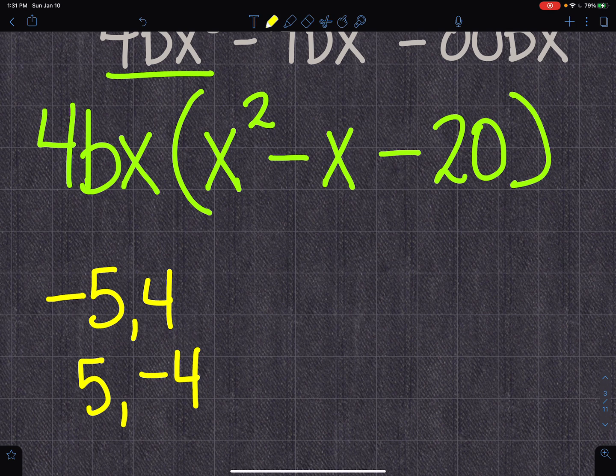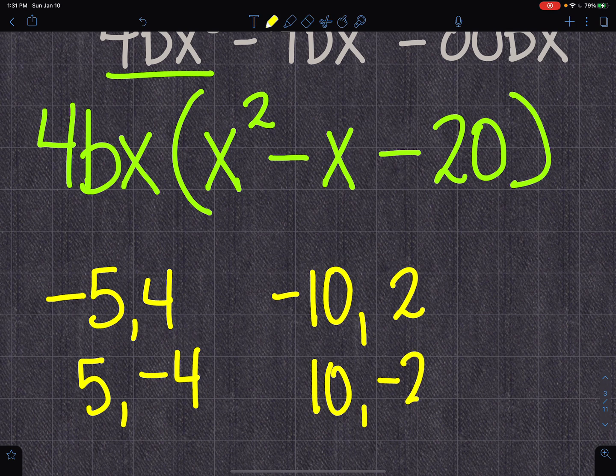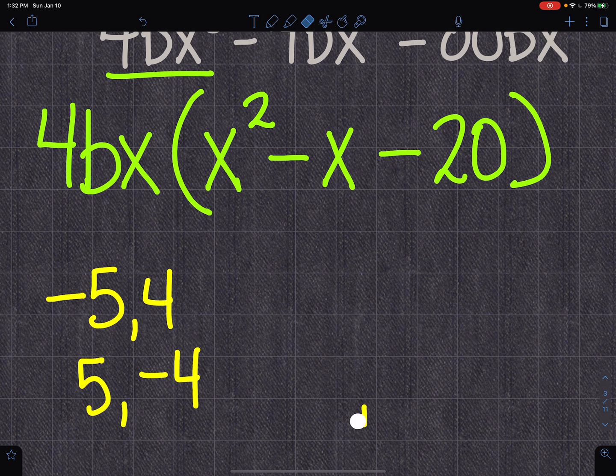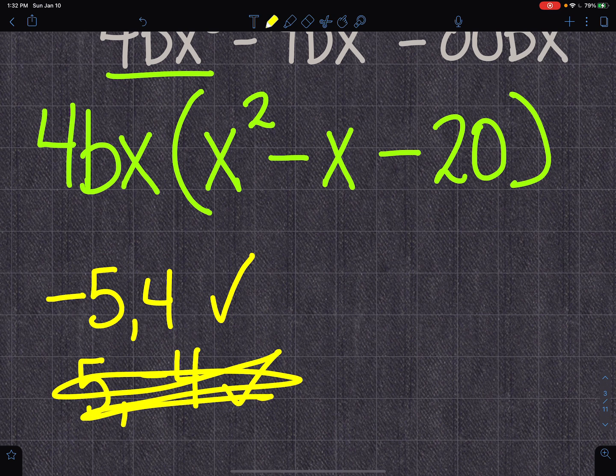It could be a 10 and 2, right? Like a negative 10 or a 10 and a negative 2. But there's no way I can add those up to make a negative 1. So I'm just going to get rid of those. So the things that I can add together to make a negative 1 are just this one, right? Because 5 minus 4 is a positive 1, so I can't have that. So the right answer is this one.